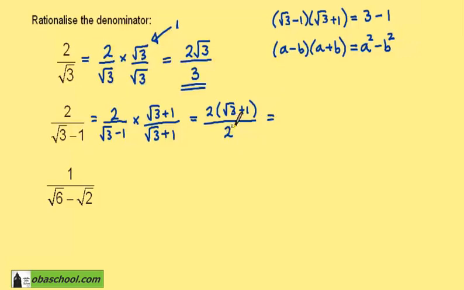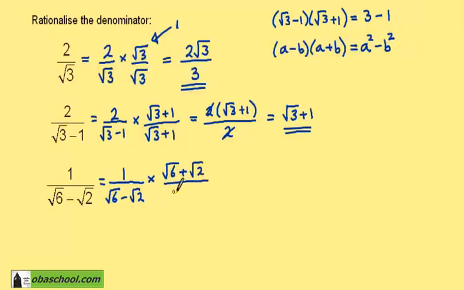The 2's then cancel, leaving us with root 3 plus 1. Looking at 1 over root 6 minus root 2, we use the same idea. We have 1 over root 6 minus root 2, and we multiply by root 6 plus root 2 over root 6 plus root 2.